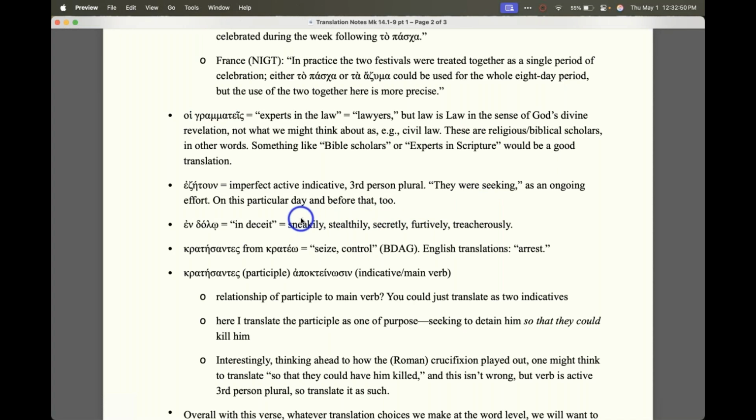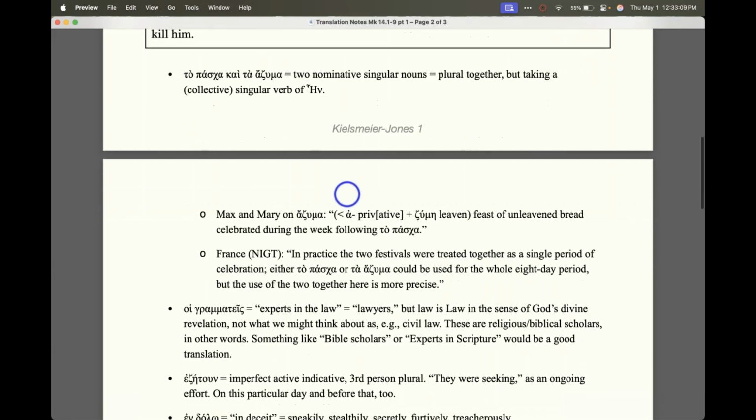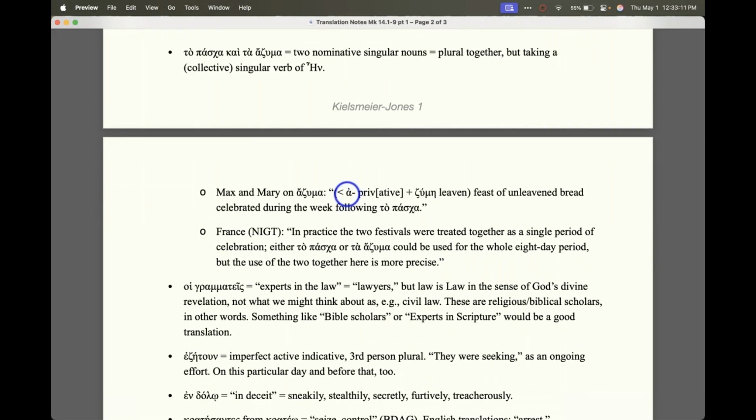So I've just listed some. This endalo, in deceit, I think an -ly adverb in English is perfectly appropriate here. Sneakily is what I've given. Maybe that underplays the deceit angle. You might want a stronger word there, but it's both that they're trying to do it in a way that is not honest, and they're trying to do it in a way that they don't get caught.